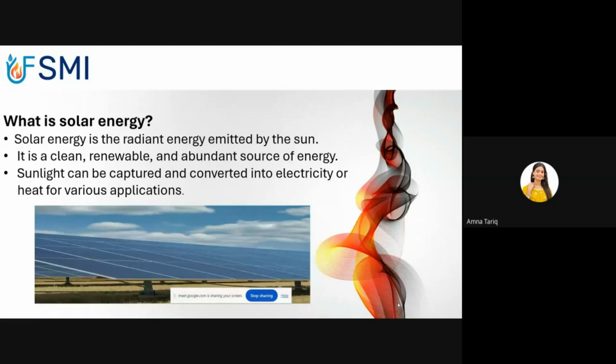The sun, we know, is a giant ball of hot plasma. It releases a huge amount of energy in the form of light and heat. Solar energy is a powerful resource that can be harnessed to power our homes, businesses, and even entire cities. It's a clean and sustainable alternative to traditional energy sources that rely on fossil fuels.